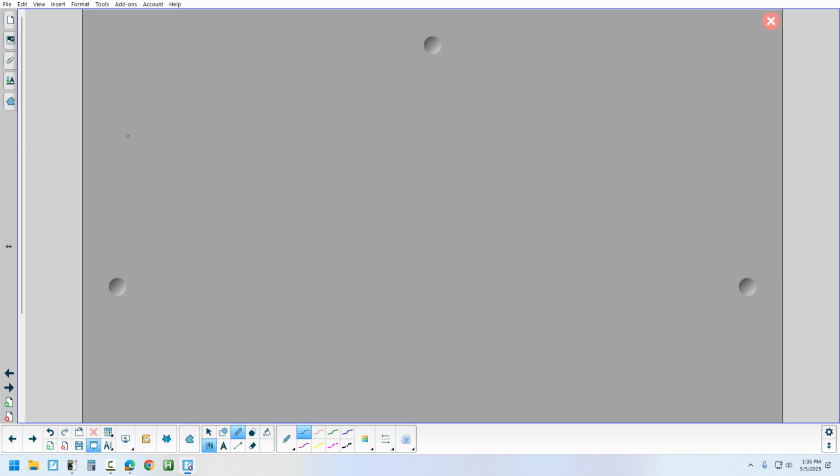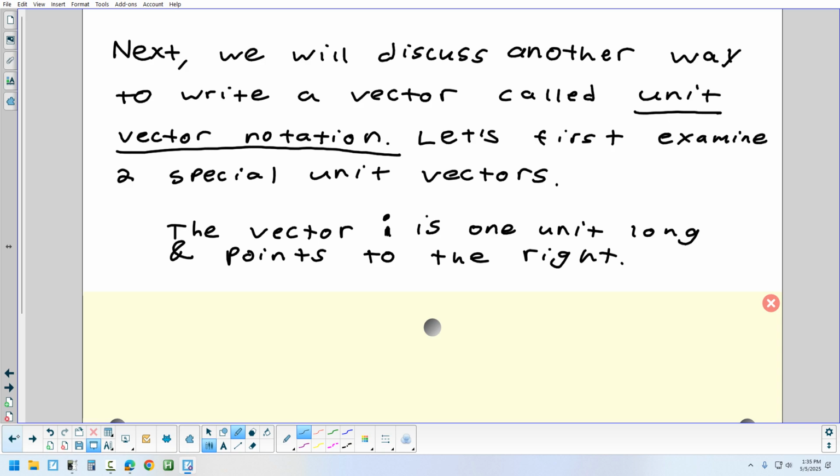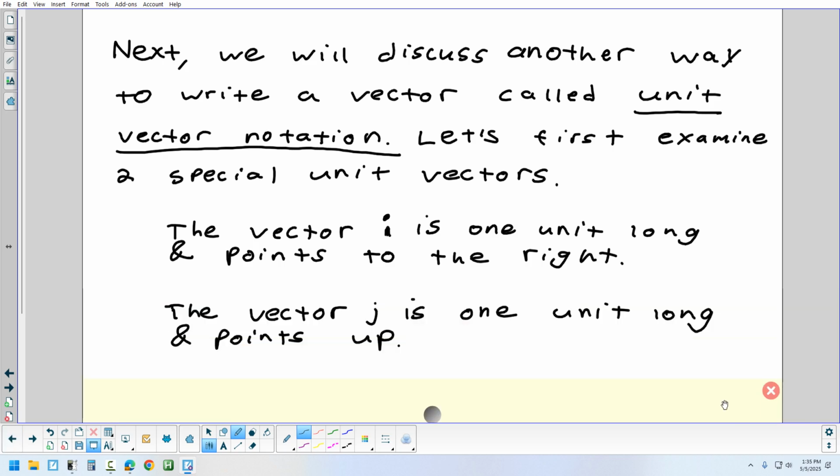If we have that vector, but we name it something else, is it wrong? Yes. If it points to the right and it's 1 unit long, we have to call it I. Okay, and the other special unit vector is J. So if you name a vector J, that means that it is 1 unit long and it points up.